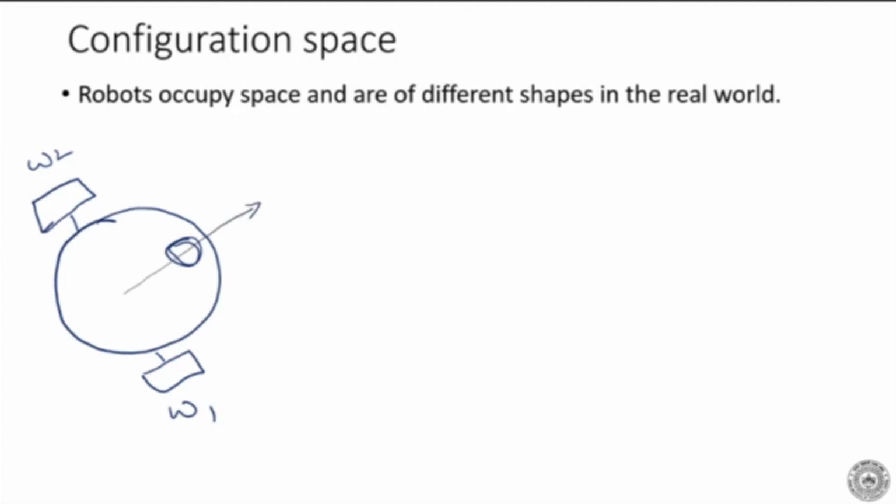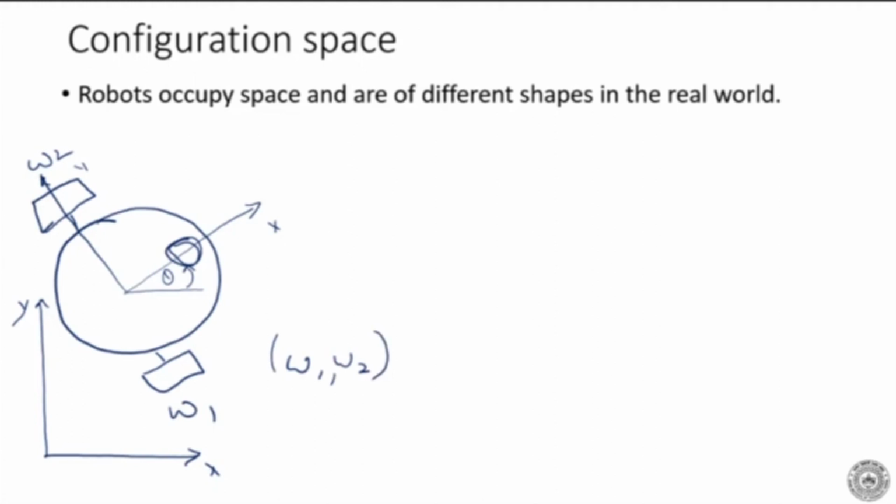and we can assign an axis in this direction. This is my x and that's my y, and this makes an angle of theta with the global axis. Let me draw the global axis here, x and y. This is a differential drive robot driven by omega 1 and omega 2. It goes forward, and it can turn simply by changing the ratio of omega 1 to omega 2.